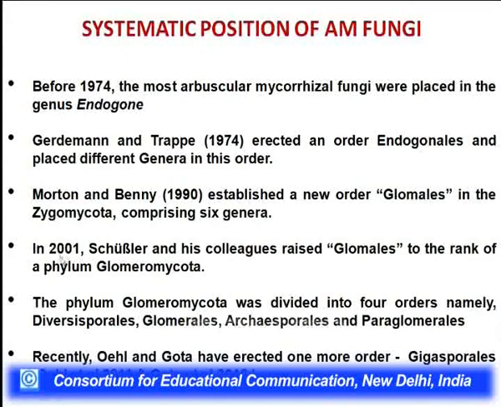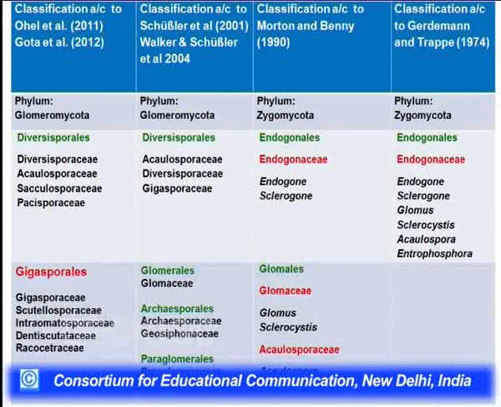However, in 2001, Schüßler and his colleagues raised the order Glomales to the rank of a phylum, Glomeromycota. And the phylum Glomeromycota was divided into four orders, namely Diversisporales, Glomerales, Archaeosporales, and Paraglomerales. Recently, in 2011 and 2012, other workers, Oehl and Goto, have erected one more order, that is Gigasporales, to the phylum Glomeromycota.